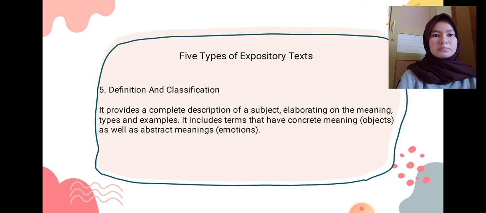It provides a complete description of a subject, elaborating on the meaning, types, and examples. It includes terms that have concrete meaning or objects, as well as abstract meanings or emotions.